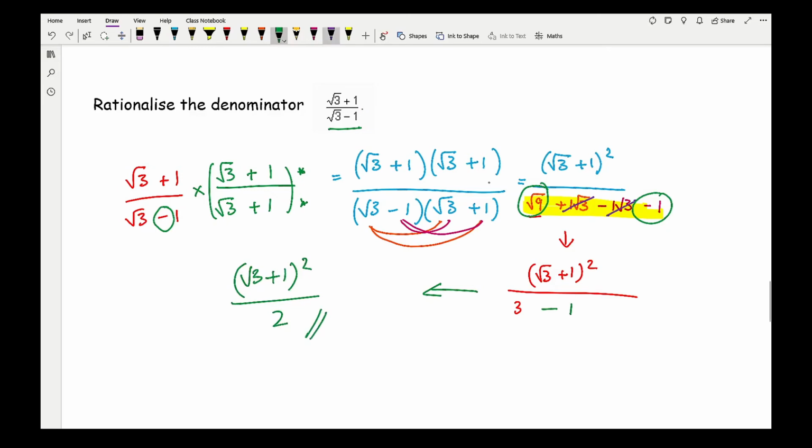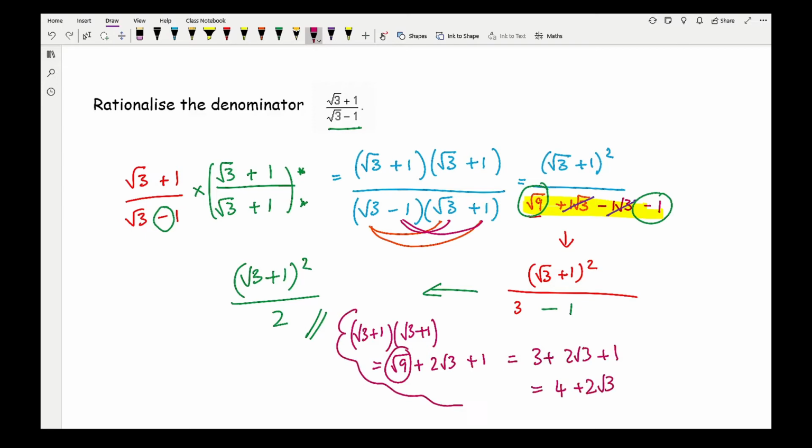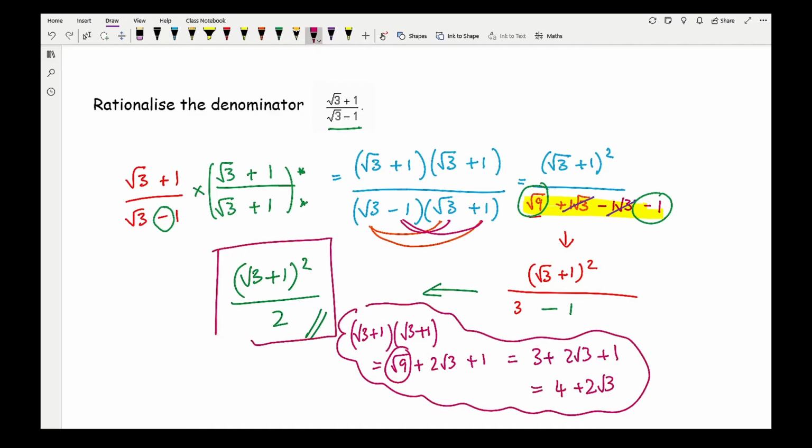Now, if you wanted to expand the brackets on the numerator, that would be absolutely fine. So I've got root 3 plus 1 times root 3 plus 1, which leaves me with root 9 plus 2 root 3 plus 1. That is a 3, so that leaves me with 3 plus 2 root 3 plus 1, which leaves me with 4 plus 2 root 3. So in this final answer, I could easily write that as 4 plus 2 root 3 over 2.